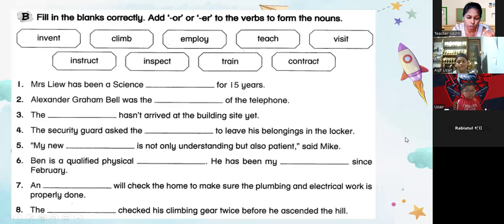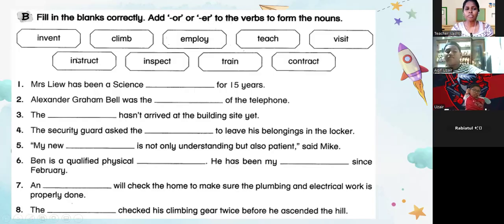Okay. So, as I said, we are not going to work on part 2 today, only part 1. Tak sempat lah part 2, all right? So, let's try to fill in the blanks with the correct answers. Now you have to choose the answer from here and you have to add OR or ER, then fill in the blanks with the prepared answer.